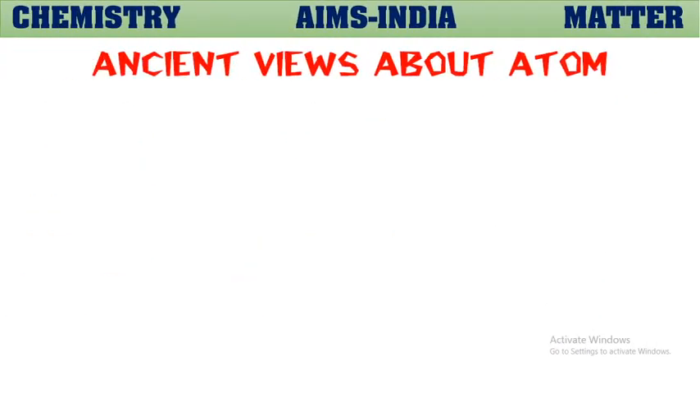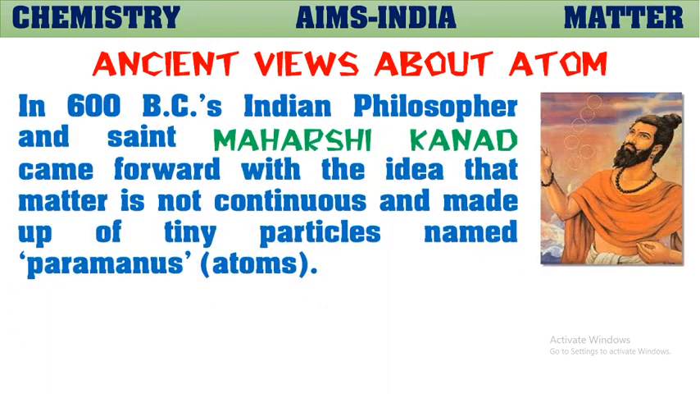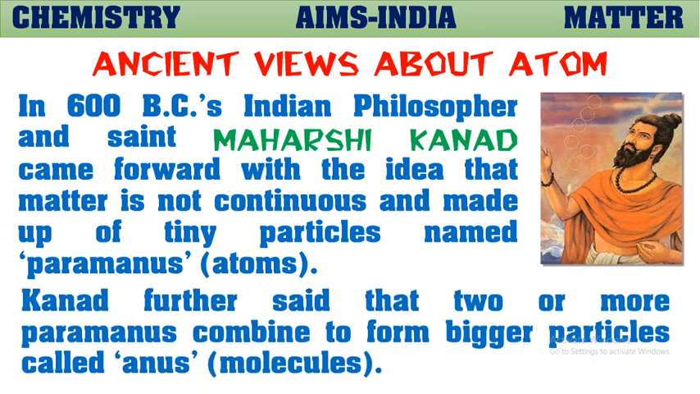Ancient views about the atom. In 600 BC, Indian philosopher and saint Maharshi Kanad came forward with the idea that matter is not continuous and is made up of tiny particles called paramanus, that means atoms. Kanad further said that two or more paramanus combine to form bigger particles called anus, which means molecules.